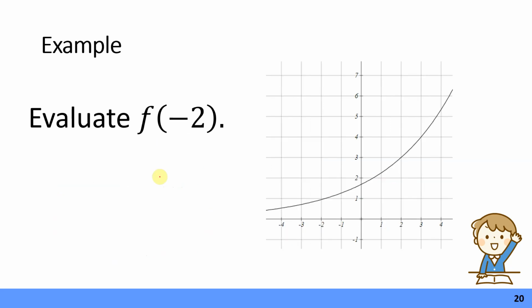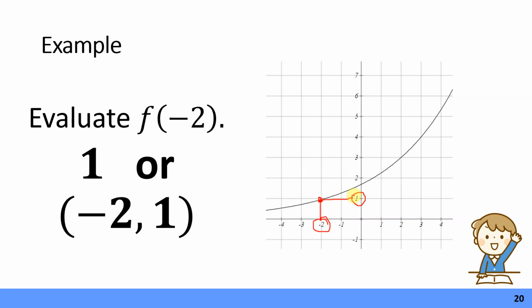All right, the last one for this section, go ahead and enjoy it, right? So -2. We look for it on the x-axis, which is right here. But then we look at the graph, and the value right here is 1. So my answer is 1, or of course the fancy way we want to write it, -2, comma, 1.